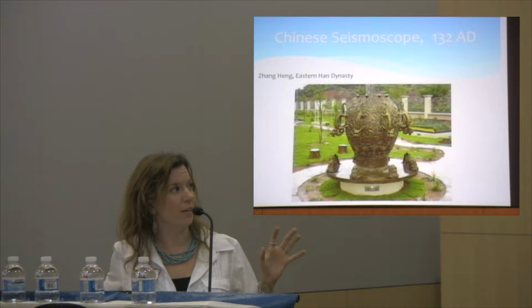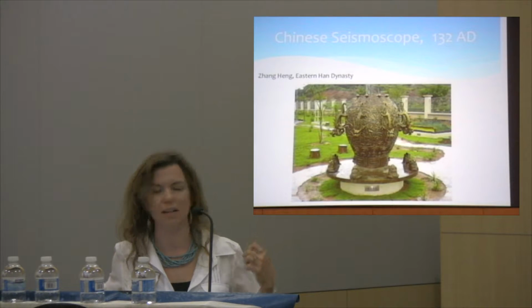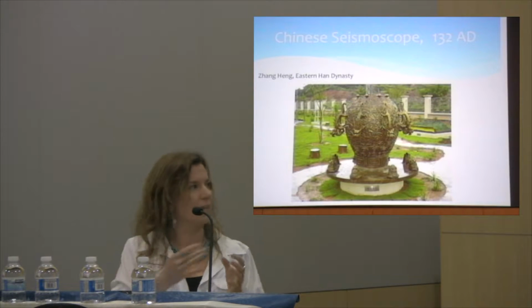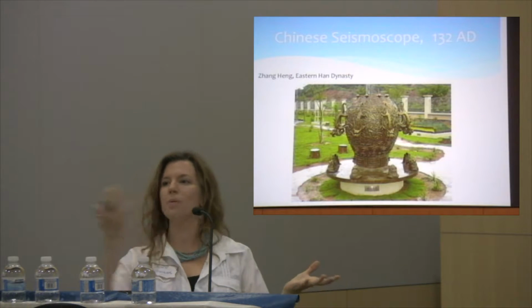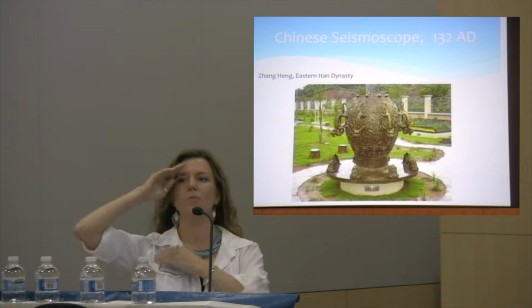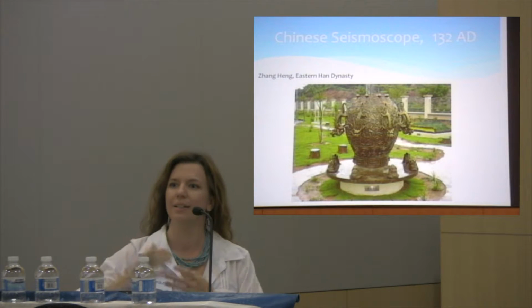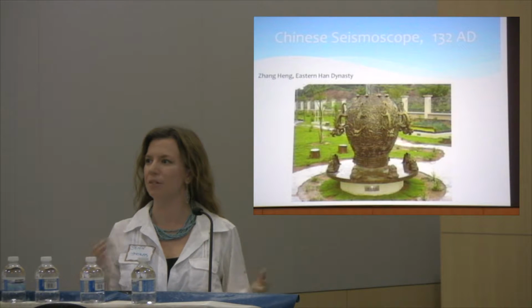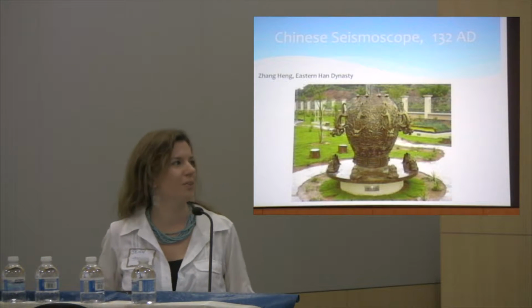And it's an urn that has a whole bunch of Chinese dragons coming off of it. And each one of these dragons is holding a ball. And then there's a whole bunch of frogs with open mouths at the bottom. And so what would happen is the earth would shake, a dragon would drop a ball into a frog's mouth, and you would be able to tell which direction the earth had moved.